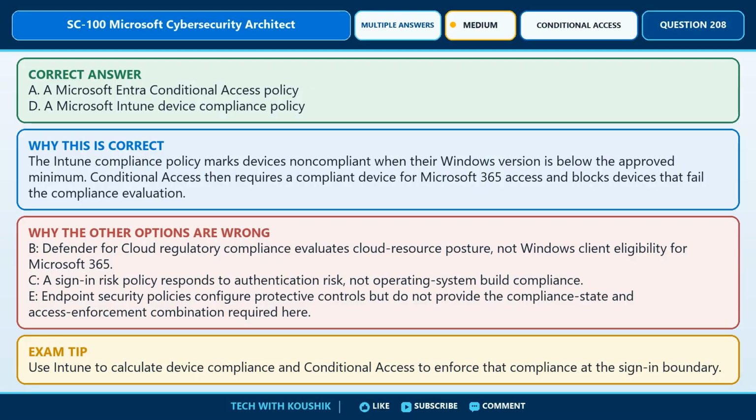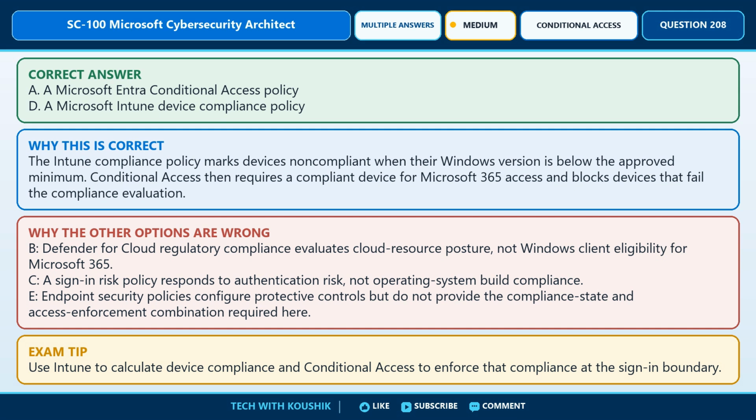The correct answers are Option A, a Microsoft Entra conditional access policy, and Option D, a Microsoft Intune device compliance policy. Here's why. The Intune compliance policy marks devices non-compliant when their Windows version is below the approved minimum. Conditional access then requires a compliant device for Microsoft 365 access and blocks devices that fail the compliance evaluation.